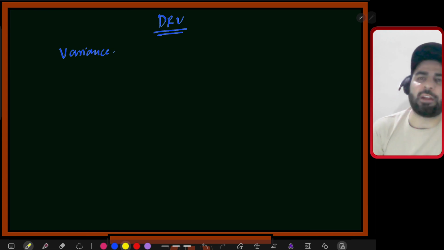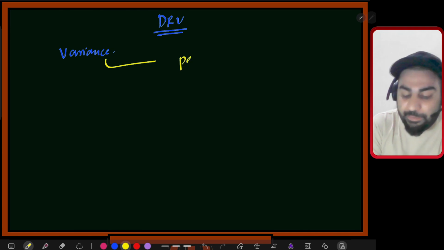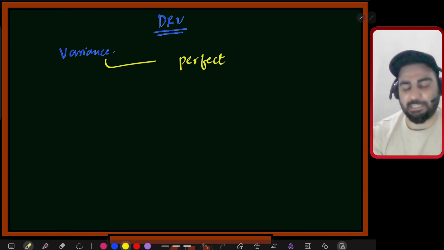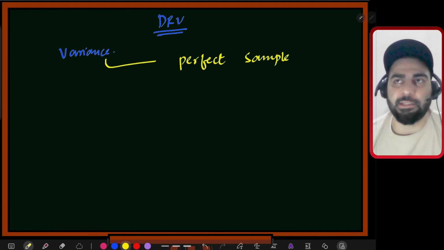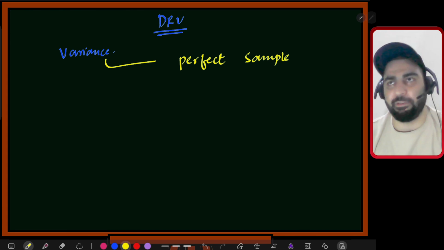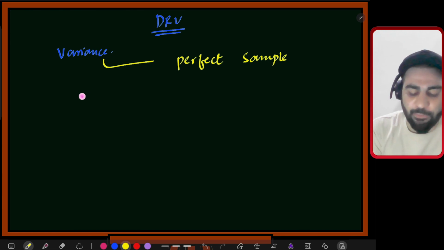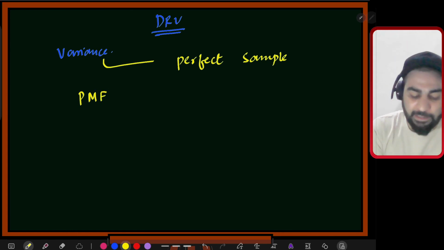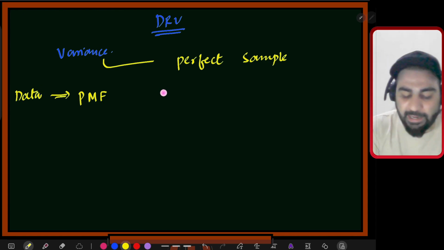You can have two ways, basically. What I have seen is that people, and even books, consider two ways. The first thing is they'll have a perfect sample. Bear with me for a few seconds. Things might not make sense for a couple of minutes, what a perfect sample is. If you want to compute a variance, you have to have a perfect sample, then you can compute the variance. Let's suppose somebody gives you some data, with the probability mass function of the data, or you have a random variable X, and from that you have the probability mass function.